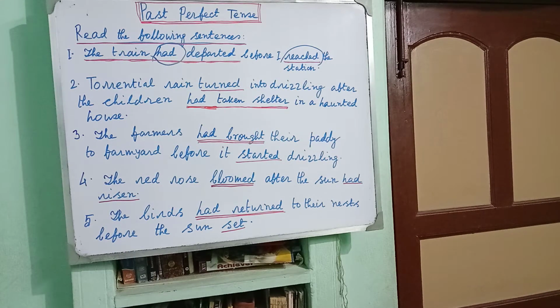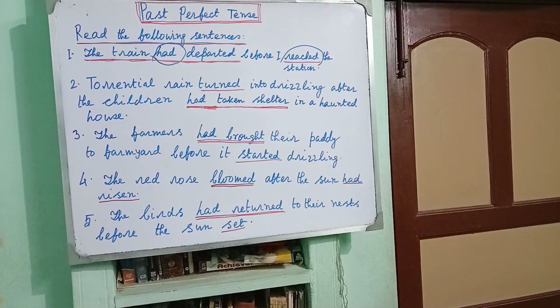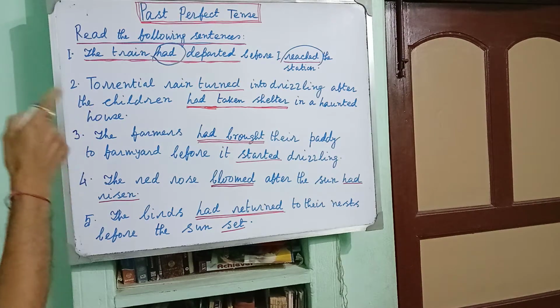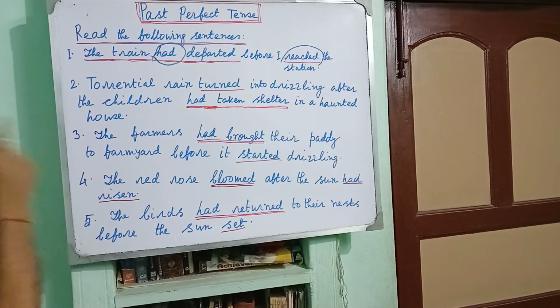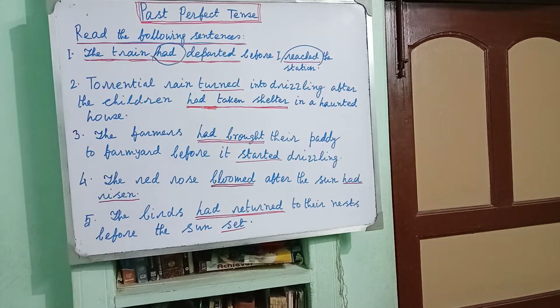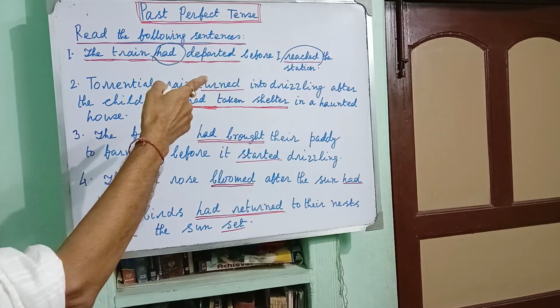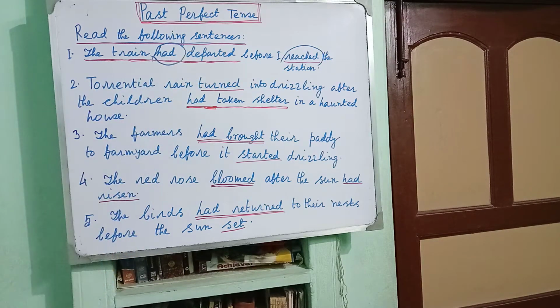So, it is an example of past perfect tense. There are two actions that occurred in the past, and the verb of the first one has taken past perfect tense, that is subject plus had plus past participle of the verb, then before, and the next verb has taken the form of past indefinite tense, simple past tense. Clear? Then come to the second sentence.